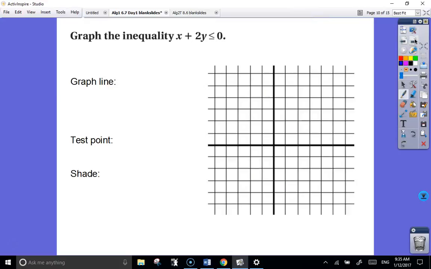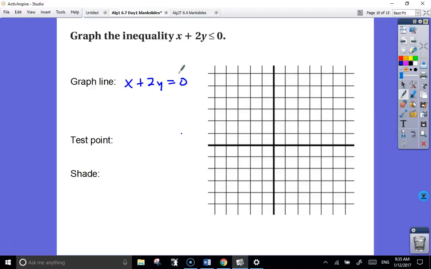Okay, how about this one? So we're going to try to graph the line x plus 2y equals 0. Could we do this one by finding the intercepts? If you covered up the y and solved for x, what would you get as the x-intercept? 0. That's the origin, which means that actually the x and the y-intercept are the same point. And how many points do we need to graph the line? 2. So that's not going to work.